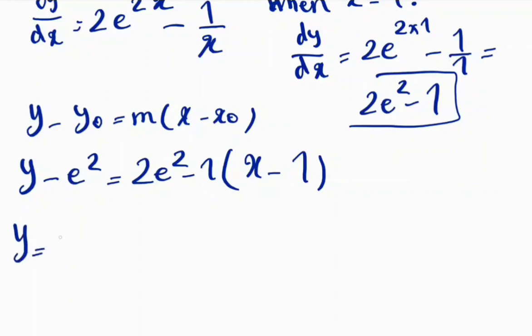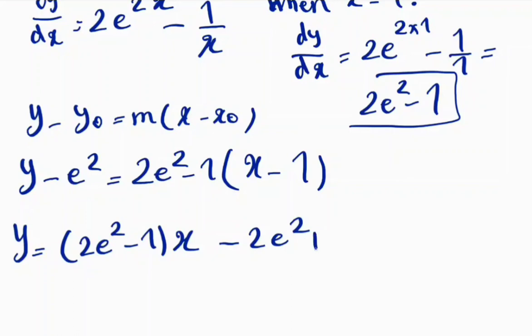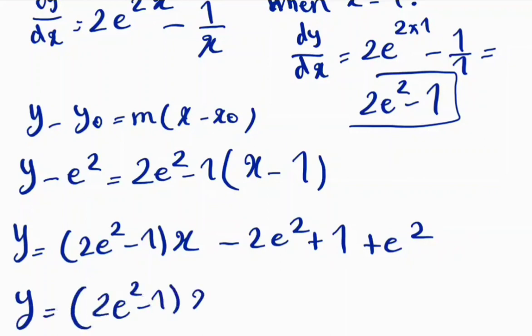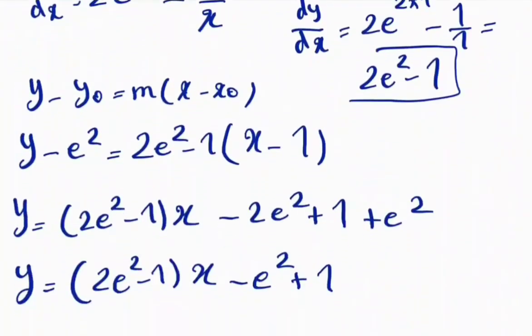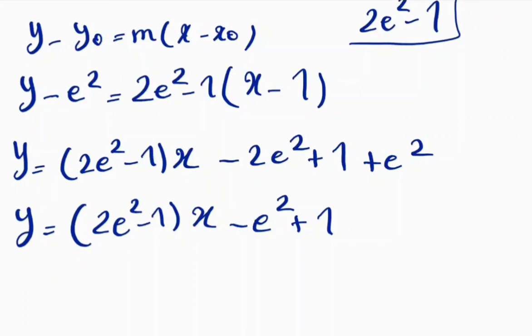So y is equal to, let's expand this bracket. 2e squared minus 1 times x, then minus 2e squared, and then plus 1. And also we add e squared to both sides. And now let's keep this bracket as it is. And minus 2e squared plus e squared gives us minus e squared plus 1. And this is exactly the form that we have been asked, because we should leave the answer in this form.